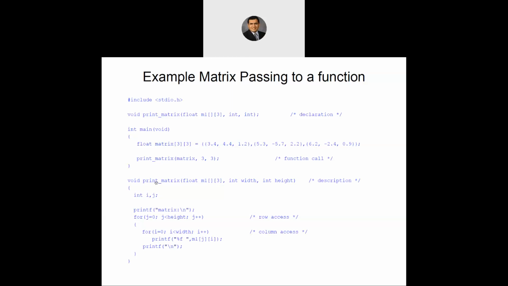So it goes to print matrix. It passes the value of matrix to M1. So matrix is going to be linked by M1. Remember, whenever you are passing an array, it is passed by reference by default. Okay? And then using a loop, we are showing the values.